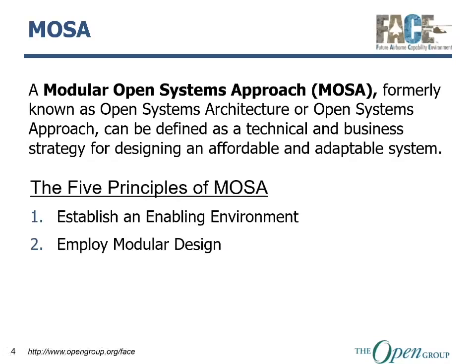The second is to employ a modular design. Now, per the U.S. Code, this is to allow several major system components at the appropriate level to be incrementally added, removed, or replaced throughout the life cycle of a major system platform. The third is to designate key interfaces. The MOSA requirements require that major system components be separated by a defined interface.